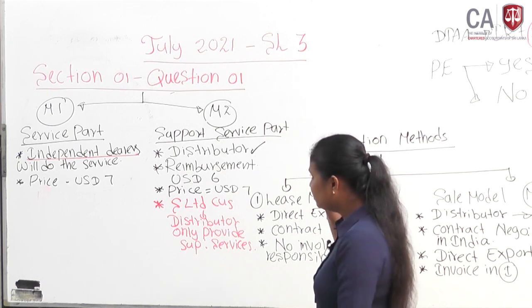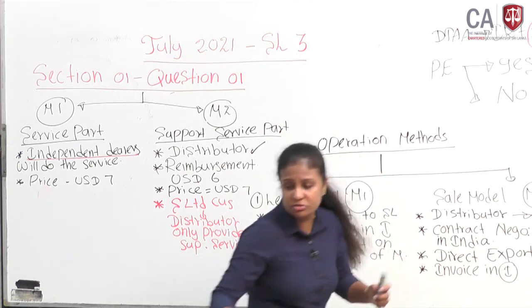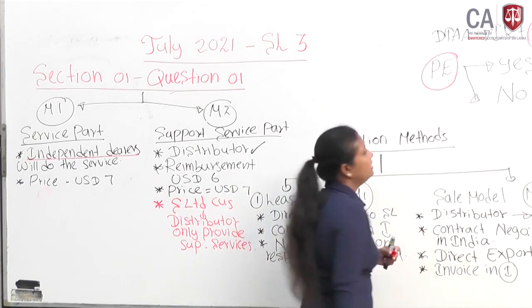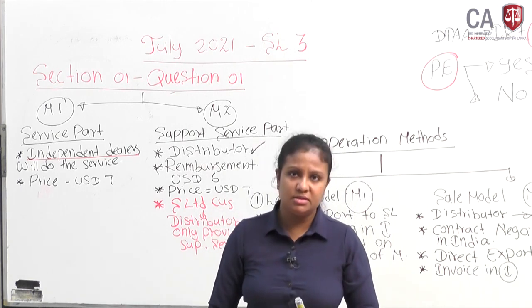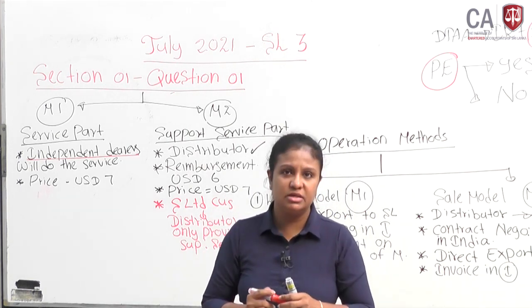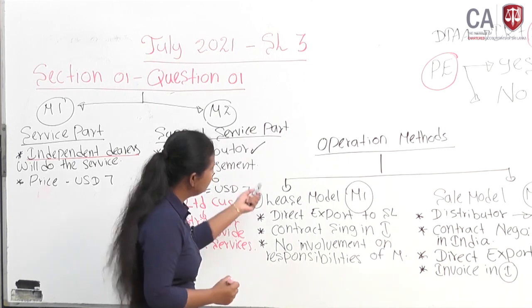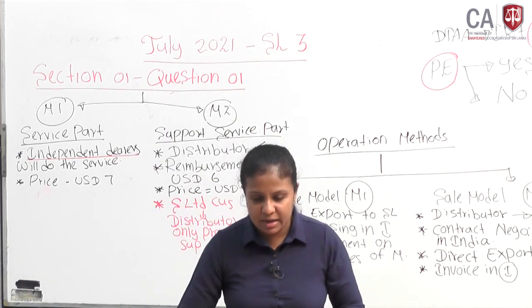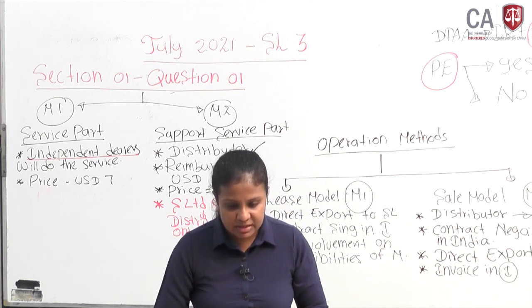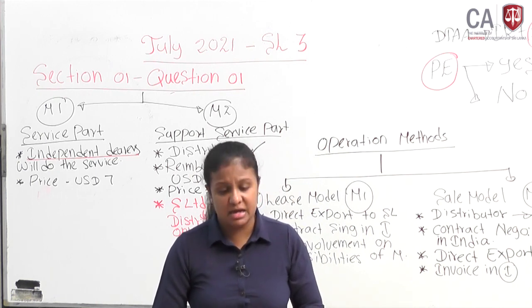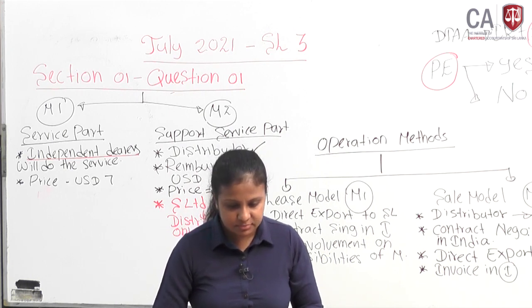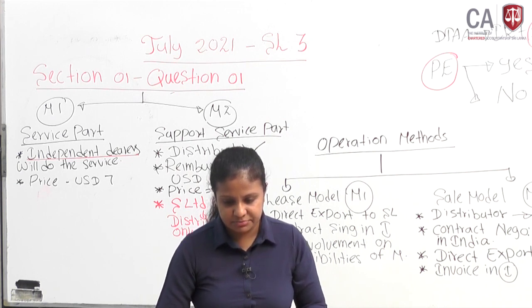Now, what is our key thing? We need to look at whether under this model there is a PE or not. Each model you have to analyze. I am starting from the lease model, M1. Before that, I am referring to the Sri Lanka-India treaty, Article 5.